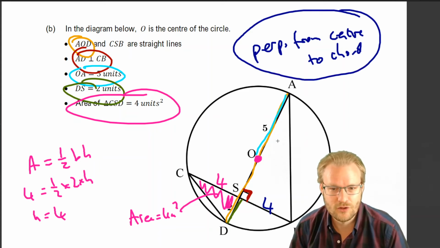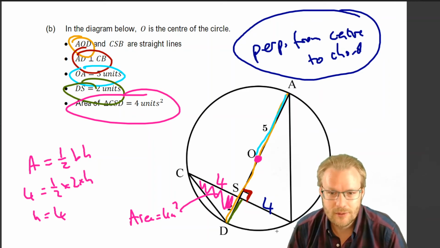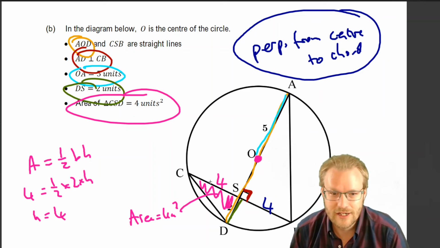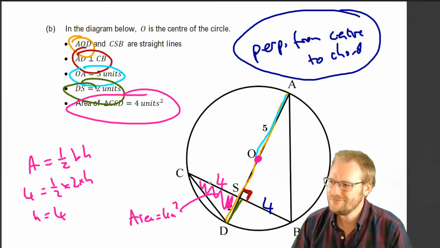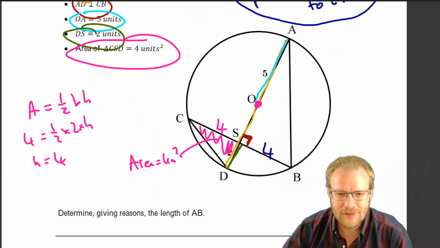Okay, so you've got 4, you've got 5, you've got this distance. You can probably work out AB because there's a right angle triangle. Who are we going to use for our right angle triangle, do you think? I'd be quite keen on using Pythagoras.